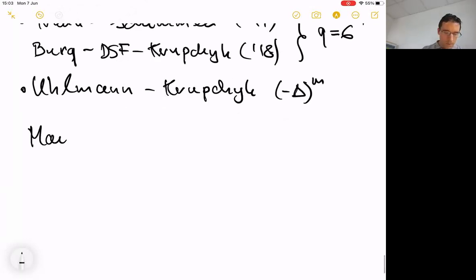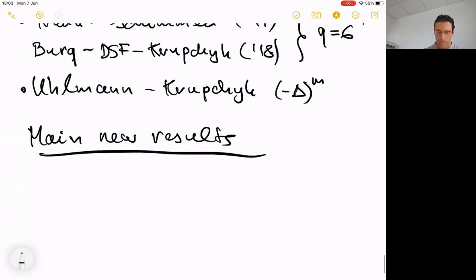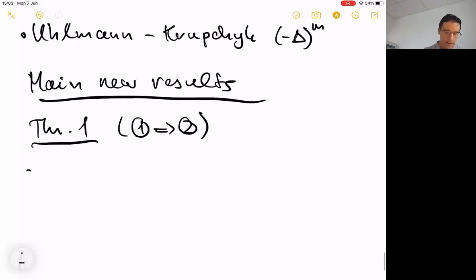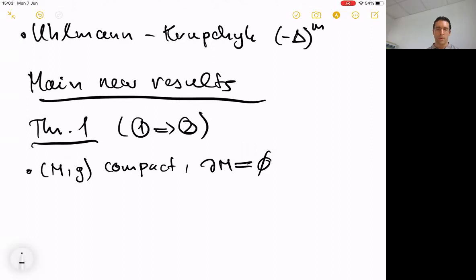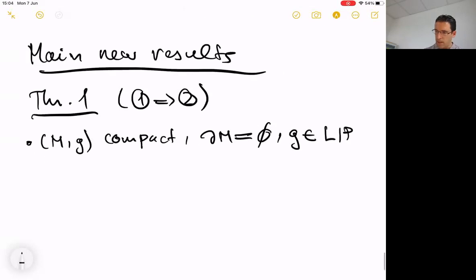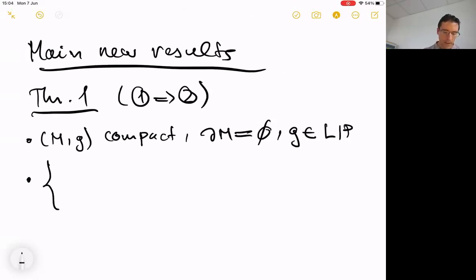Okay, so to conclude, let me state the main new results. So the first result, as I said, is basically that 1 implies 2, spectral cluster implies resolvent. Of course, we have to assume some things. So let (M, g) be a compact Riemannian manifold without boundary, as I said, but you can get the boundary case by using this trick of Smith and Sogge. And in this case, you want your metric to be at least Lipschitz. Okay, and then you have some restrictions because of Sobolev embedding. You have to restrict to q's that are below the Sobolev exponent.